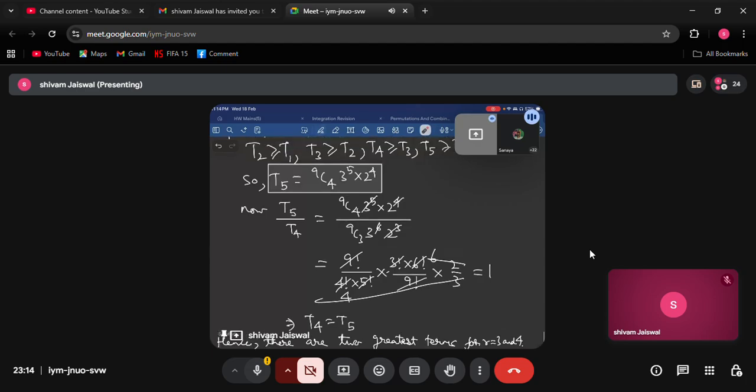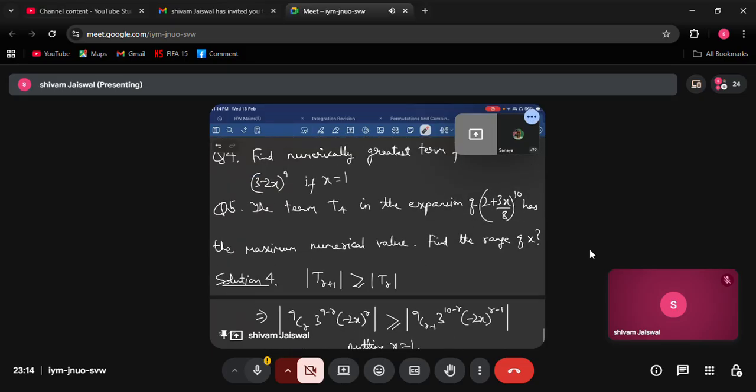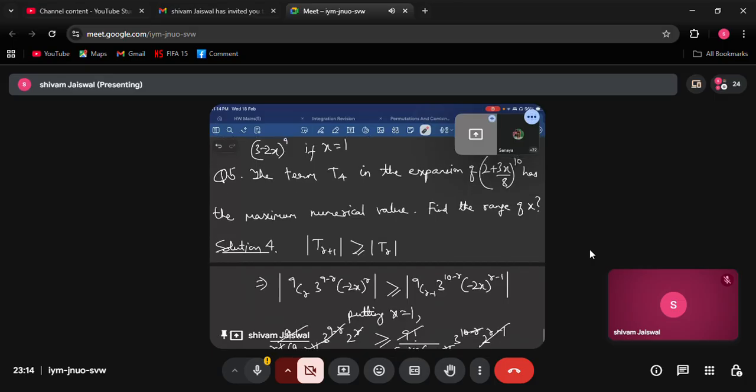Okay. So whenever you see r is less than a perfect integer, always check T5 with its preceding term. Okay, quickly solve everyone. You need to find out the term T4 in the expansion. Quickly, everyone, we have to move on.